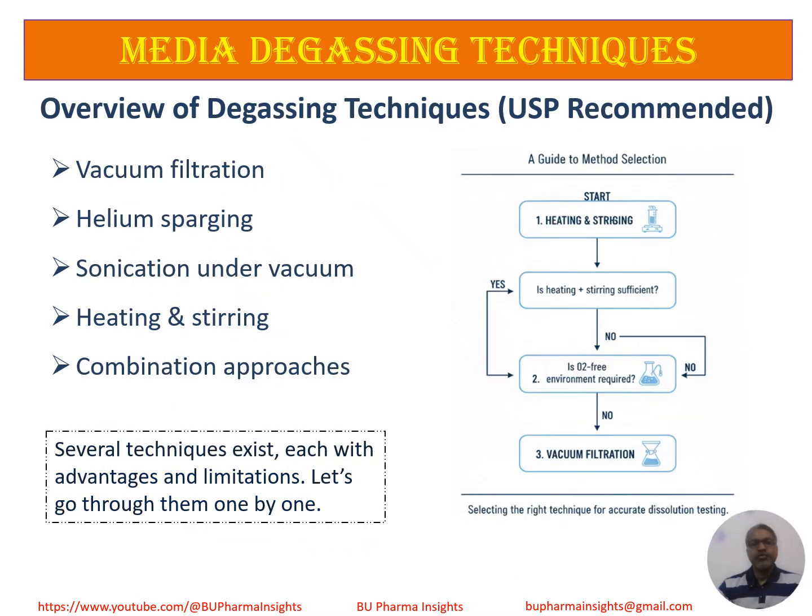USP 1092 provides guidance on media degassing, but it also allows flexibility as long as the approach is validated and justified. There is no single mandatory technique. Several degassing methods are available, each with advantages and limitations. The most commonly used techniques include vacuum filtration, helium sparging, sonication under vacuum, heating and stirring, and combination approaches for difficult media. Let's go through each method one by one and understand when to use which.